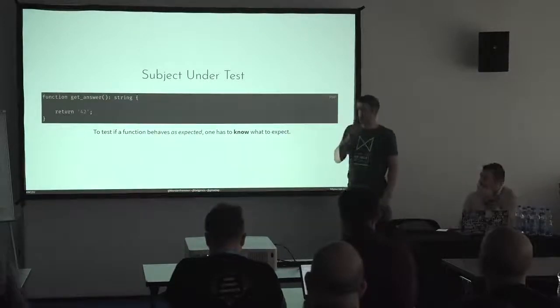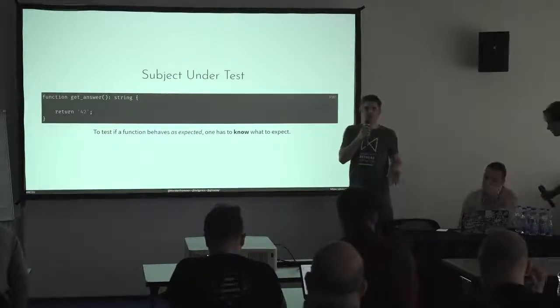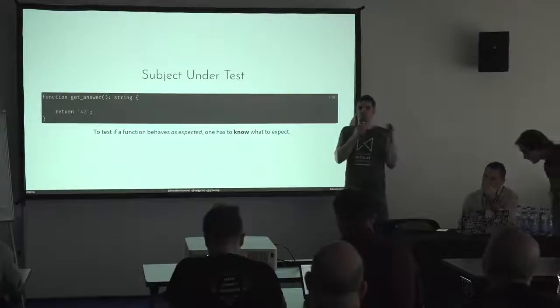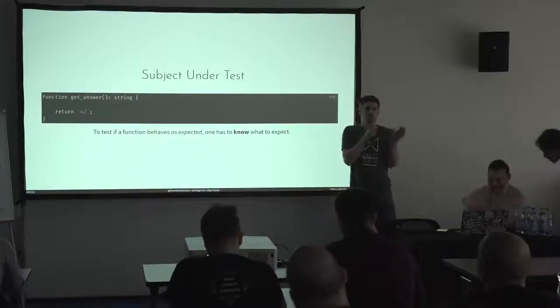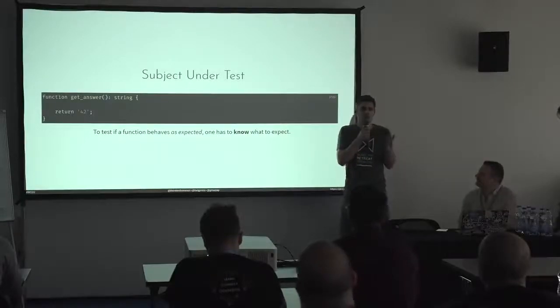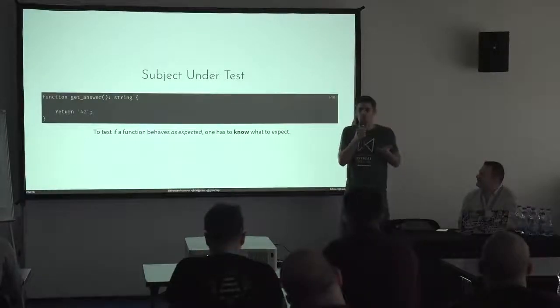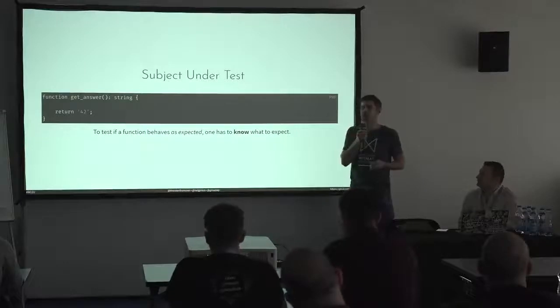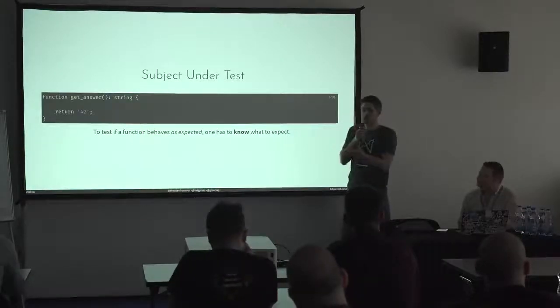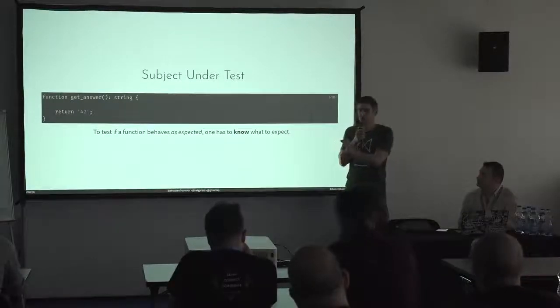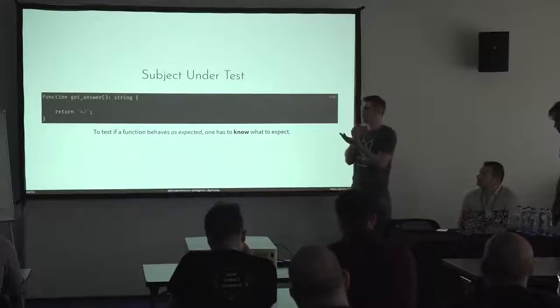So if this is a function that we want to test, then of course we have some kind of expectation. You remember the two images. If we want to test if something is returning correctly or behaving correctly, then of course we have to know what the expected correct result should be. So in this simple example, this function returns a string, 42, and this is what we can expect. If we call that function, we want to have the return value string 42.